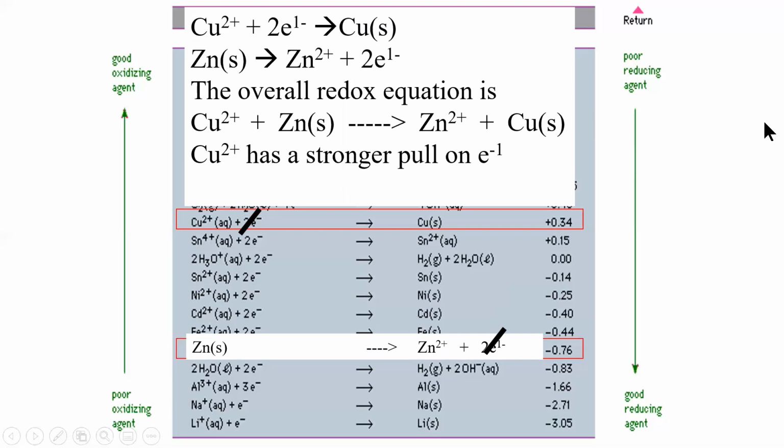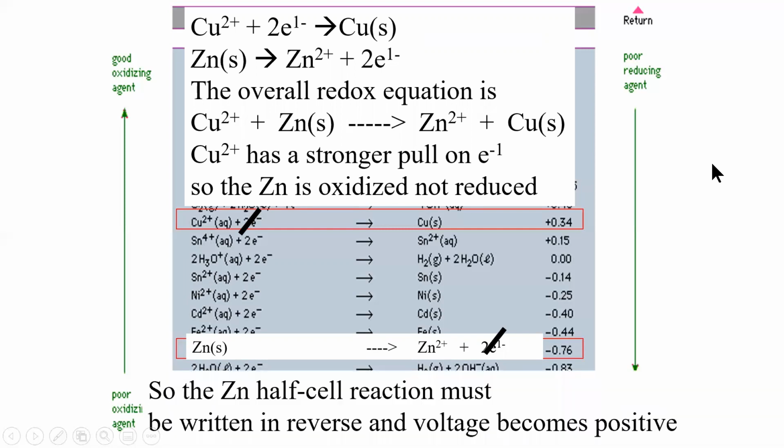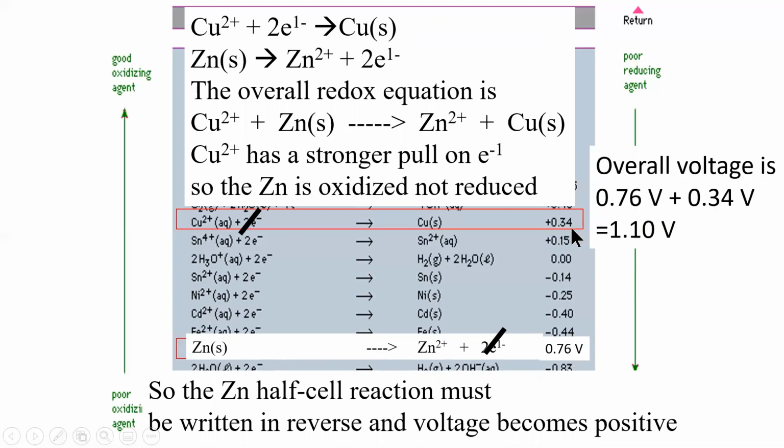So copper 2+, as I mentioned, has a stronger pull on the electrons, and it's reduced, and the zinc metal is being oxidized to zinc ions. So now, when we determine the voltage of the cell, we are going to reverse the voltage of the zinc because it is being oxidized, not reduced. And when we simply add those two voltages together, we get the voltage of the entire cell from each half cell voltage. And in this case, it's 1.10 volts. So you think of it as a number line, and you're simply measuring the distance from 0.34 volts to minus 0.76 volts, which is in fact a difference of 1.10 volts.